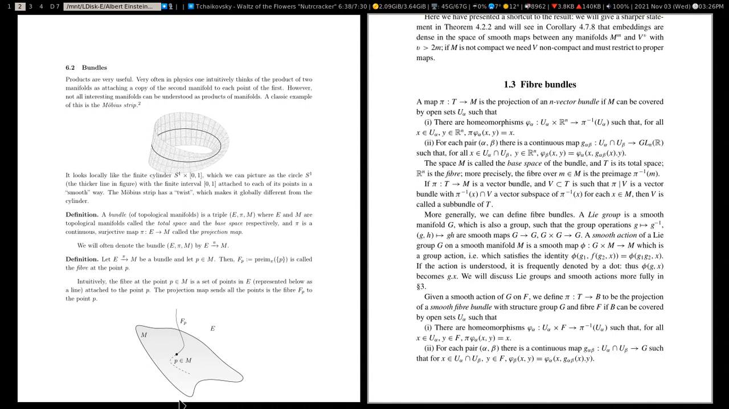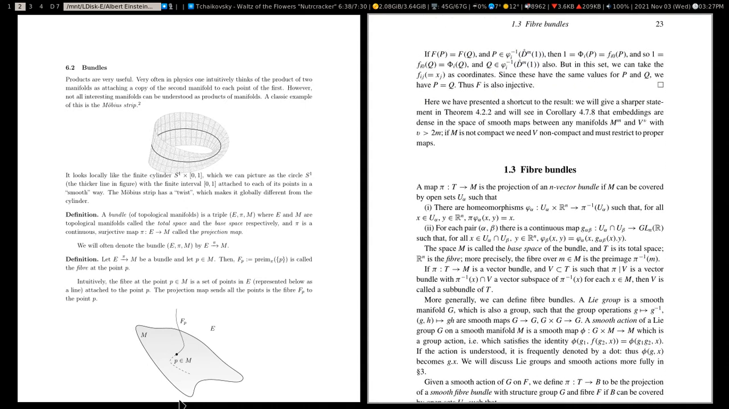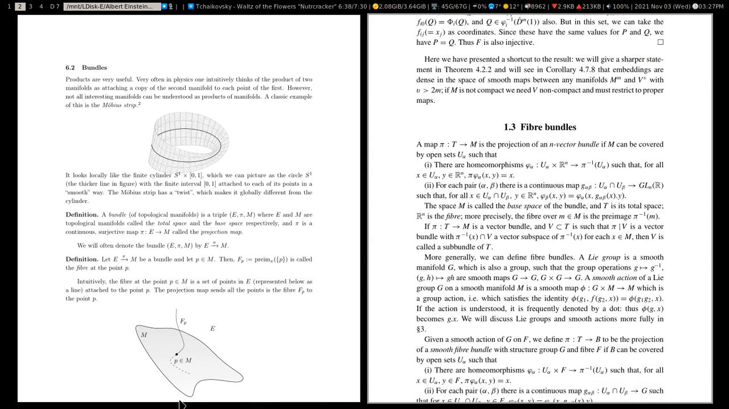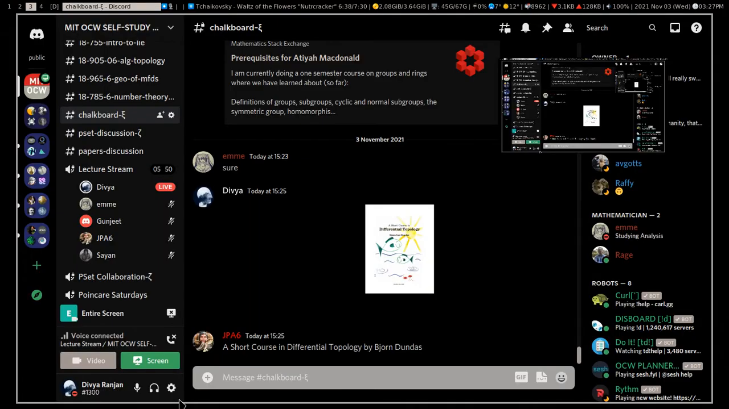Then we'll probably see a bit of vector bundles, and then we'll see how tangent bundles are a type of vector bundle. And probably that'll be a better way to wrap this up. We'll go back to vector bundles in more detail next month or so. Any questions before we start?